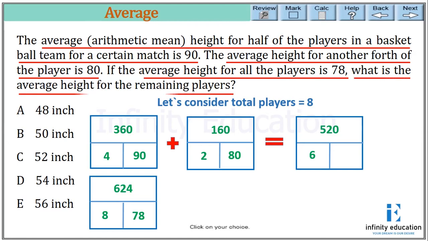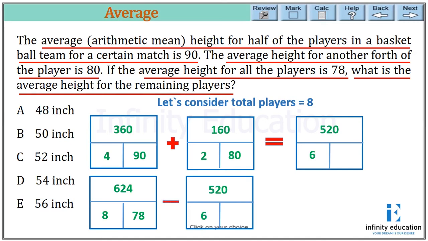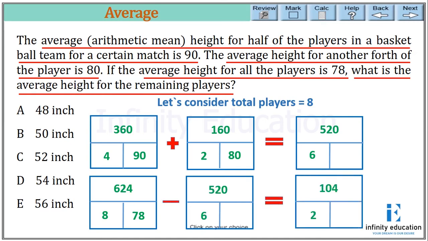Now, as I want to know the average height for the remaining players, I have to subtract these 6 players from the 8 players. If I subtract the entire thing here, I will get the total for the 2 players as 104, because 624 minus 520 is 104. So the 2 players have a total of 104, and the average for the 2 players should be 52. So C is the answer to the question. I hope this one is clear to you.